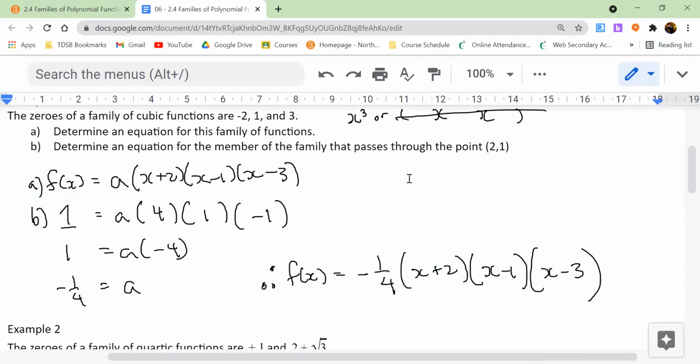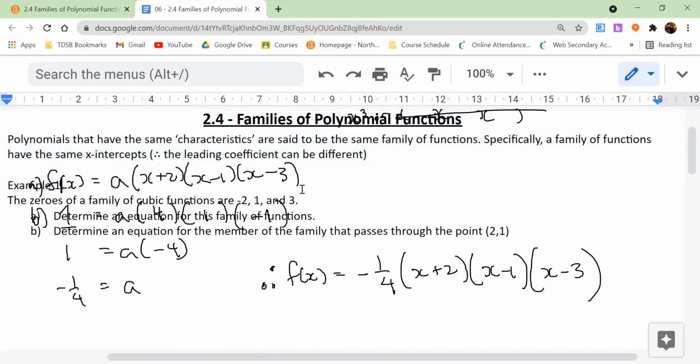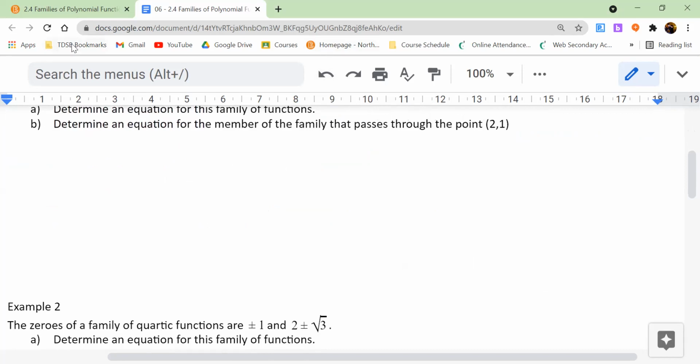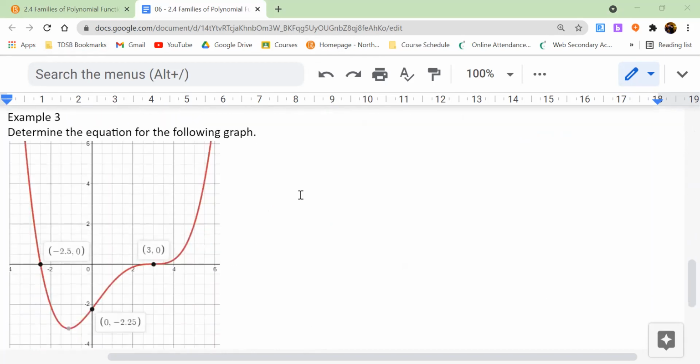3 or 5 or 7, but 3 is acceptable. It is definitely odd. Okay, I like to jump to example 3 and see if you can take this picture, take this graph, and word it in the same way as you see here. What are the zeros? Determine the family, and then identify the point. We will do example 2 soon, after this one.